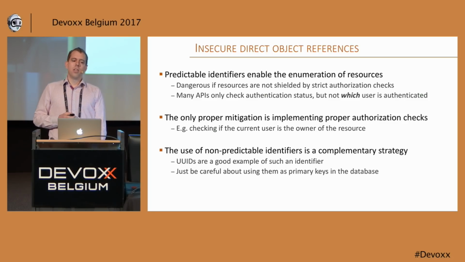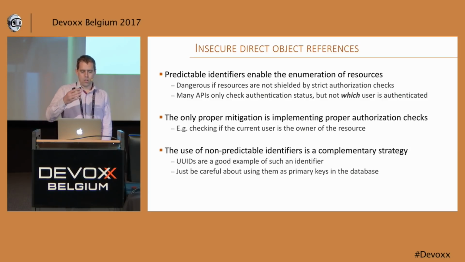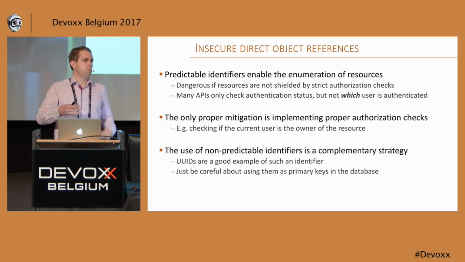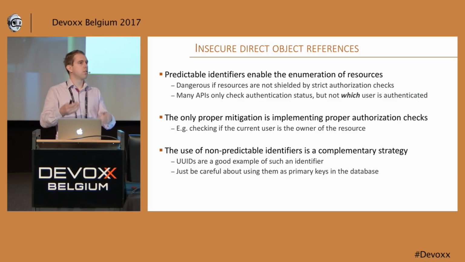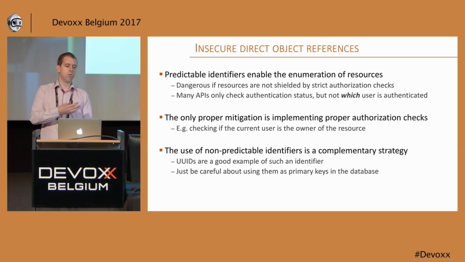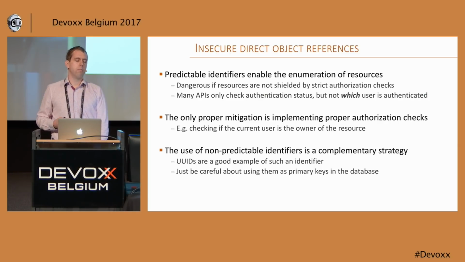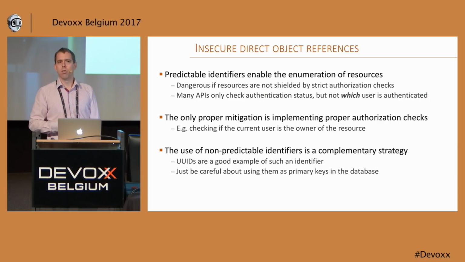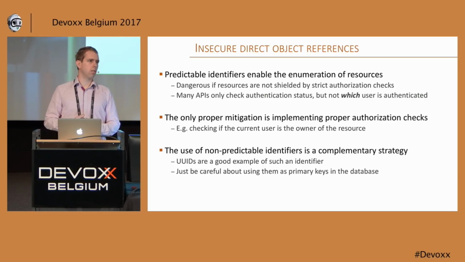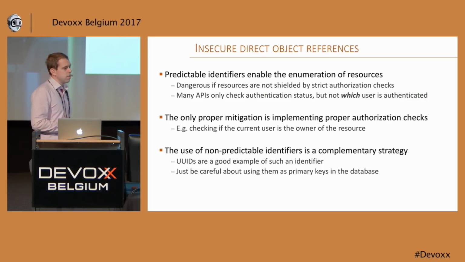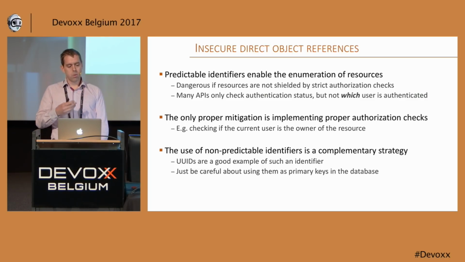There's a complementary technique. You can also use non-predictable identifiers. If you do that, then it's hard to enumerate a large set of objects because you can't guess what the next identifier is going to be. So you can use a UID for that, for example. That's not going to be predictable. It's long enough to have a large space of options, and it makes these enumeration attacks very impractical. Don't use this as the only defense. It's not going to be sufficient, but it is a good complementary technique to use.